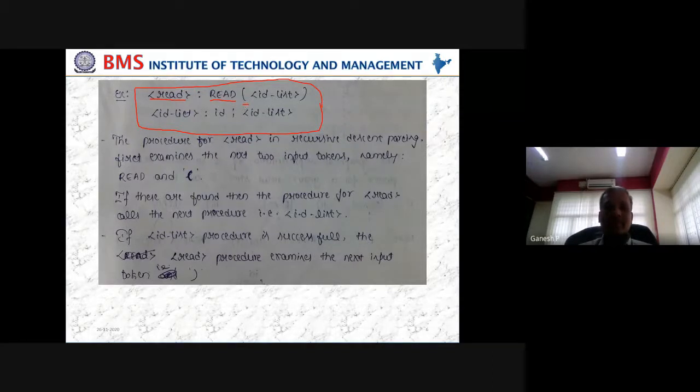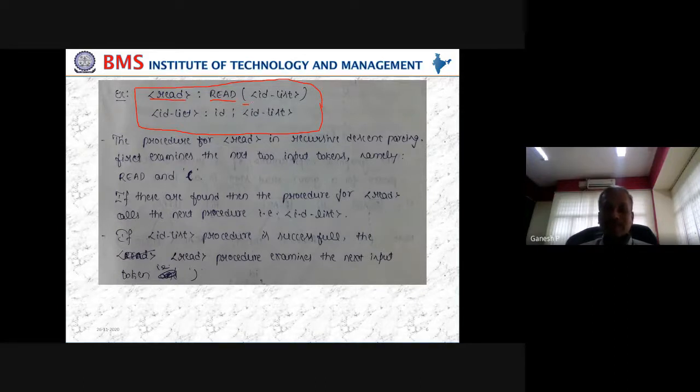They are matched as they are, because there is no procedure involved here; procedures are given only to the non-terminal symbols. READ is a terminal symbol, not a non-terminal. Then we have a left parenthesis, which is also a terminal symbol, and hence a procedure is not involved here. They will be matched verbatim. So READ and left parenthesis are matched, and a procedure will not be called.